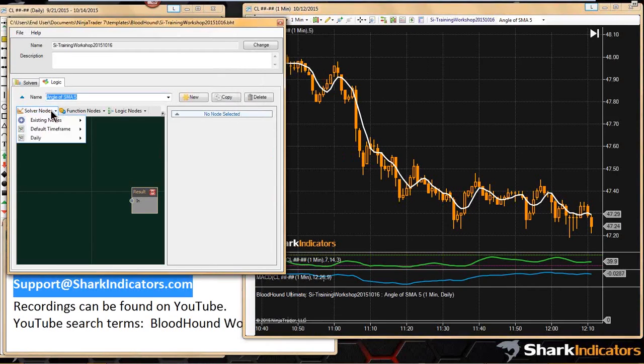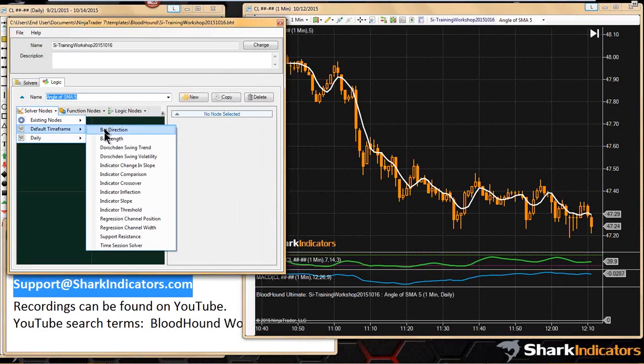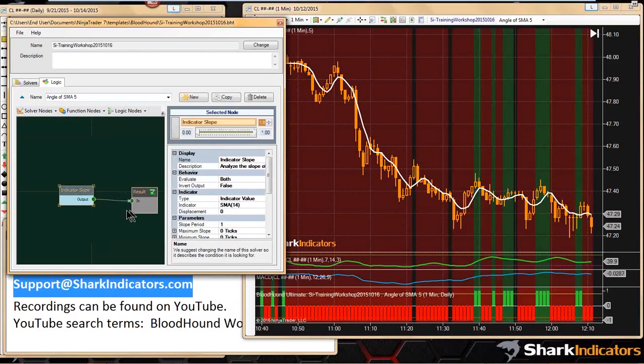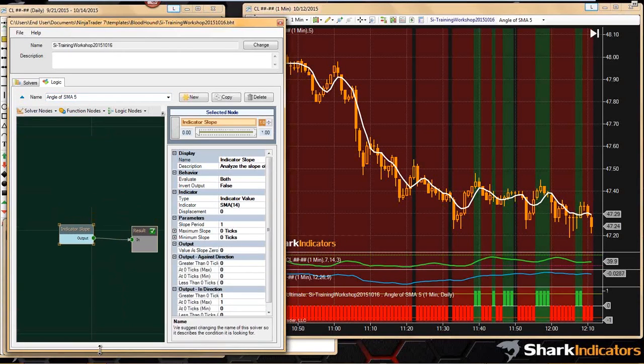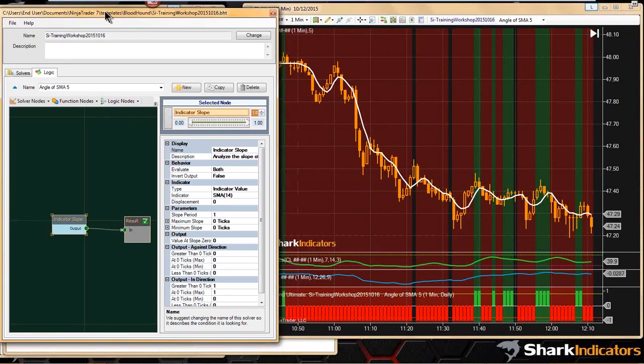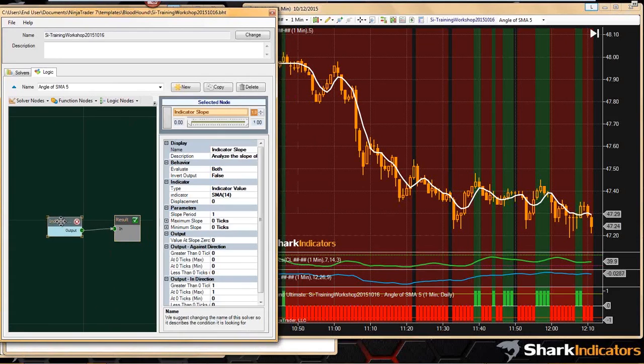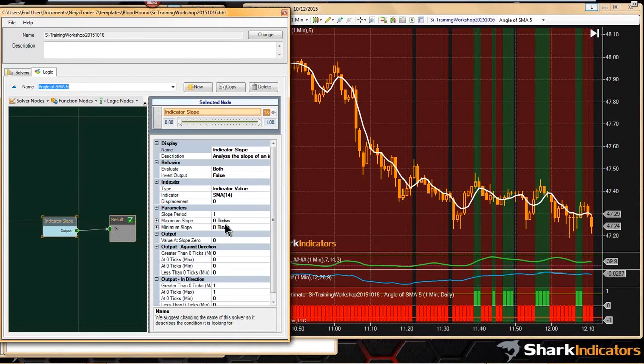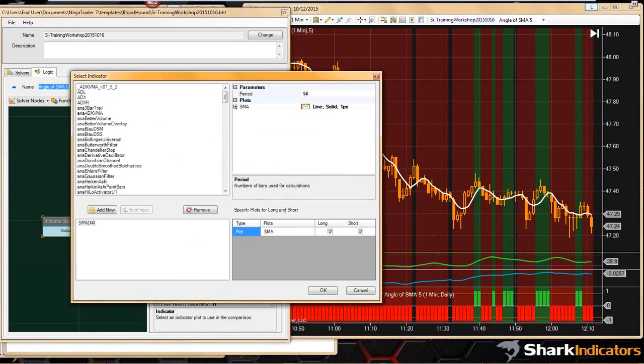So I'm going to go to solver nodes, go to the default time frame, and select our slope solver. I'll plug that in like that. Right now the default settings for the slope solver is it's just looking to see if the SMA is sloping up or sloping down. But right now it's looking at the SMA 14, so let me change that. We have the SMA already loaded in there, and we're just going to change it to a 5 period.